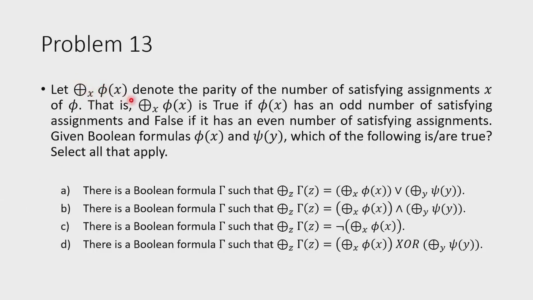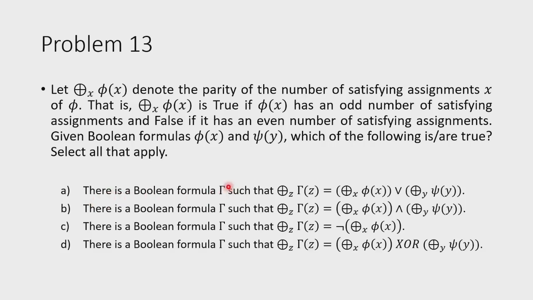Let parity_x phi(x) denote the parity of the number of satisfying assignments of phi. That is, parity_x phi(x) is true if phi(x) has an odd number of satisfying assignments and false if it has an even number of satisfying assignments. Given Boolean formulas phi(x) and psi(x), which of the following is or are true? Select all that apply.